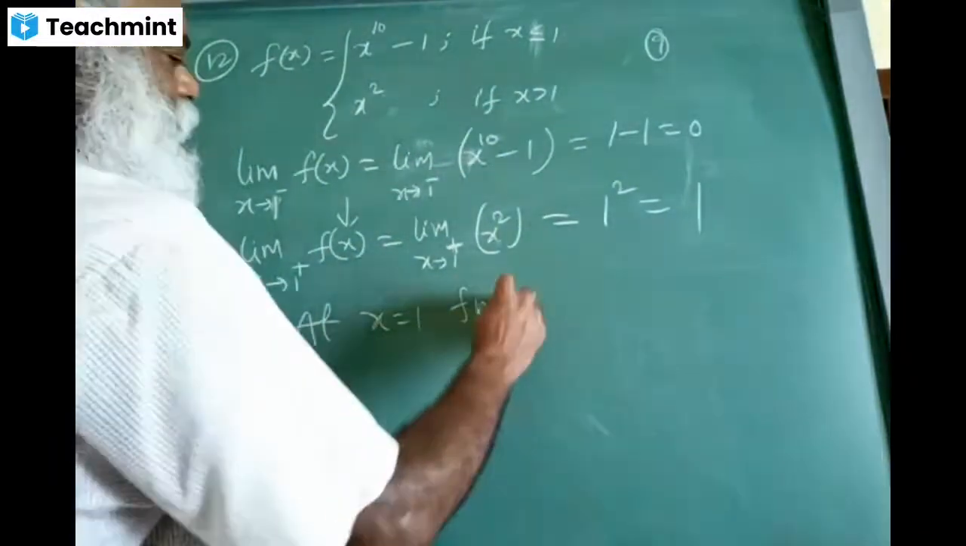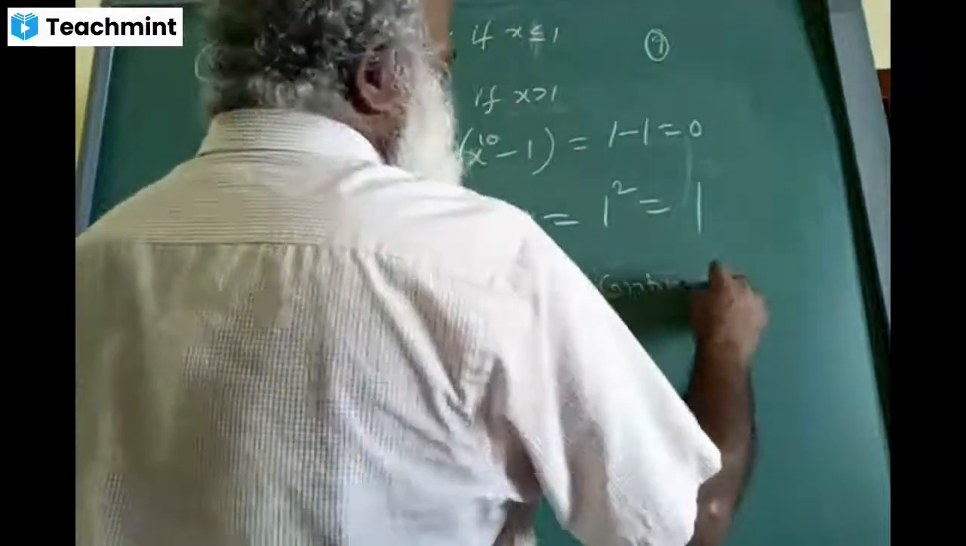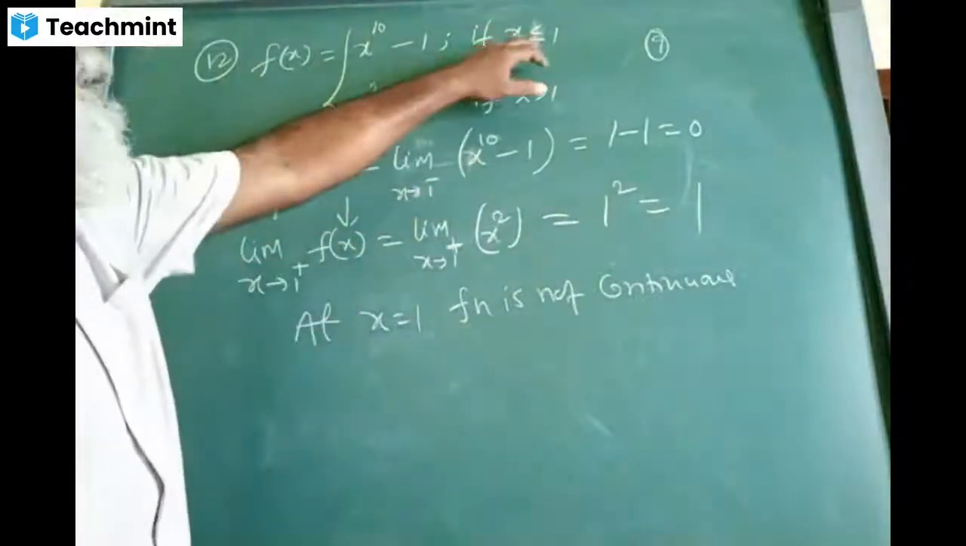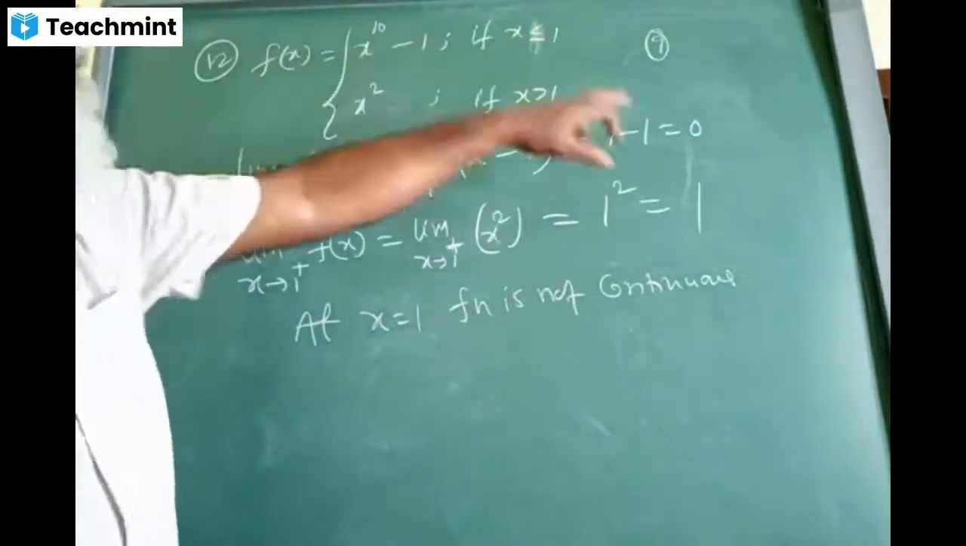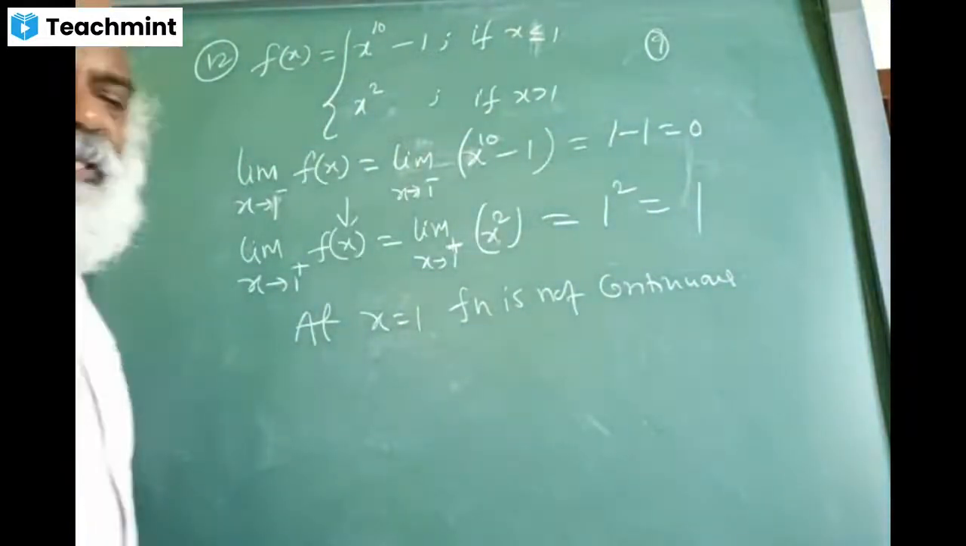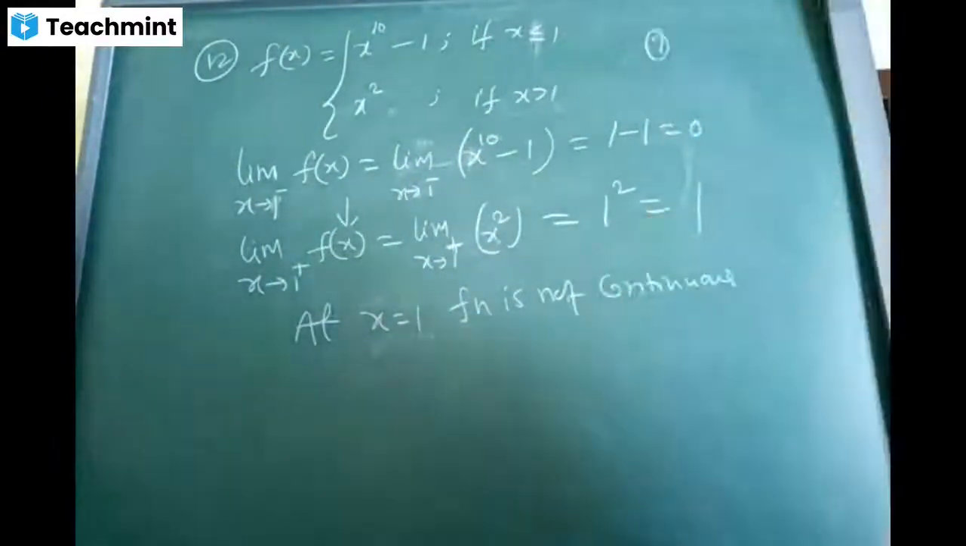the function is not continuous. Yes or no? There is no need for the third one. Okay, for the third one also, at x equal to 1, it is 0 mark. What is that? F of 1, right? That we need not do. Already these two are not equal. Hence, continuity failed.